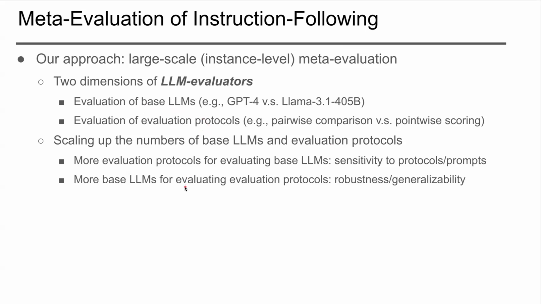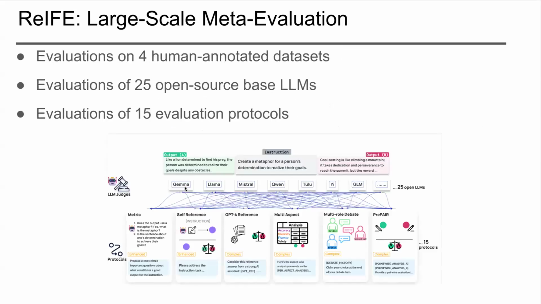The important thing is, unlike prior work, we scaled up the number of base language models and the evaluation protocols. Because there's a lot of variance, it's usually helpful to increase the number of data points so you can have better confidence in the results. So we looked at 4 evaluation data sets, 25 open source LLMs, and 15 evaluation protocols.